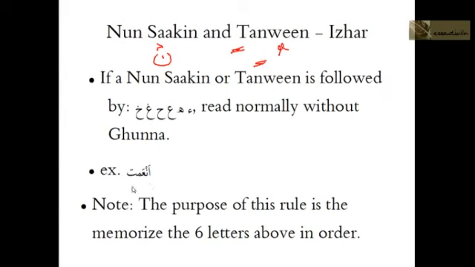Example is an'amta. Now, the first thing we look for is noon sakin or tanween. If we don't have noon sakin or tanween, there's no way that this rule can apply. So looking at this word, we see we have noon sakin here. And then immediately after that, there's an ayn. So we know that idhar applies because ayn is one of the letters here. Okay? No ghunna. An'amta. If someone said it with ghunna, that would be incorrect.